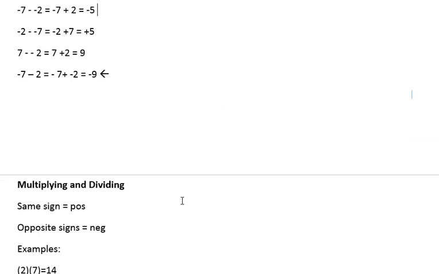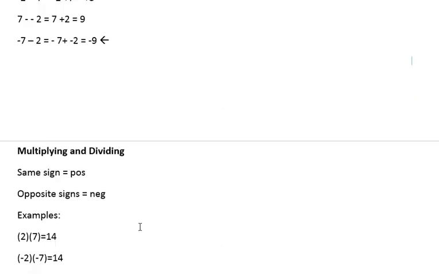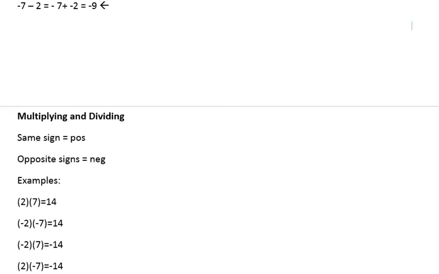Multiplying and dividing, there's only two rules. Most people find multiplying and dividing a little easier. If it's the same sign, the result is positive. If you are multiplying or dividing opposite signs, the result is negative. So for example, same sign, positive 2 times positive 7, or negative 2 times negative 7, I'm going to get positive 14. If I have opposite signs, doesn't matter which order, negative 2 times positive 7, or positive 2 times negative 7, I'm going to end up with a negative answer.